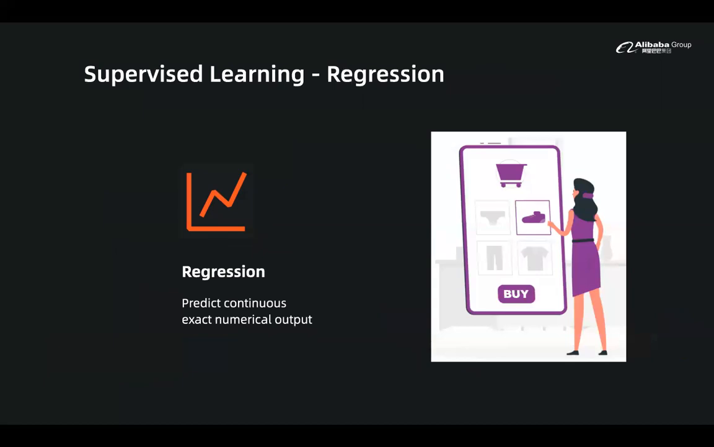There are two models we use a lot in supervised learning. One is regression. Regression is to predict continuous exact numerical output. For example, if you want to predict the possibility of a customer purchasing again next month, then you just need to analyze the customer's characteristics and historical shopping behavior. Then you will get the output of whether the customer is going to buy and how much he's going to buy next month.